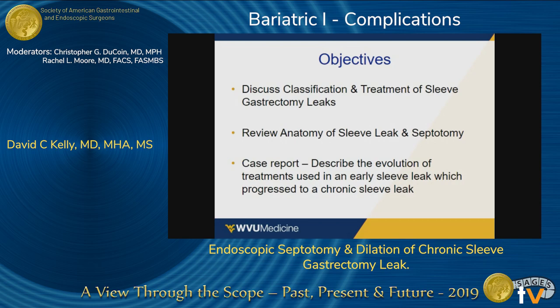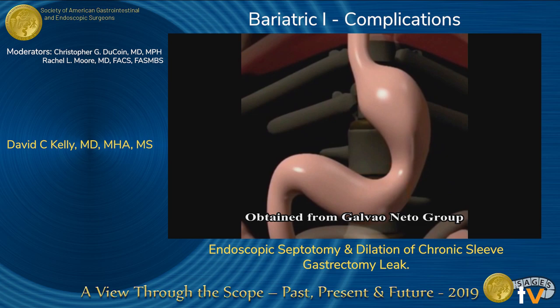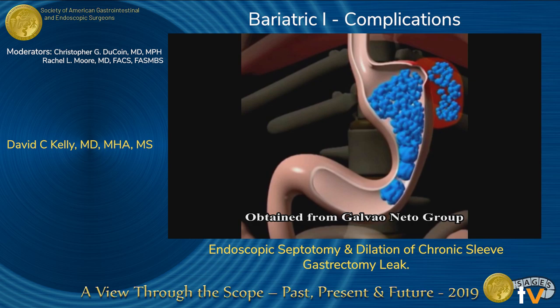It has been proposed that narrowing at the incisura angularis causes an increased pressure system within the proximal stomach, which causes a tendency for a leak at the staple line adjacent to the angle of His, which results in an abscess. This abscess is difficult to treat by drainage procedures alone because of the persistence of that high pressure system in the proximal stomach.